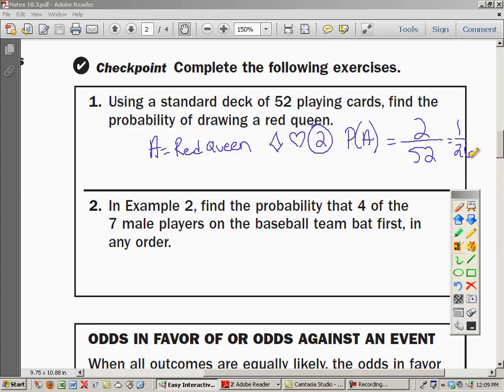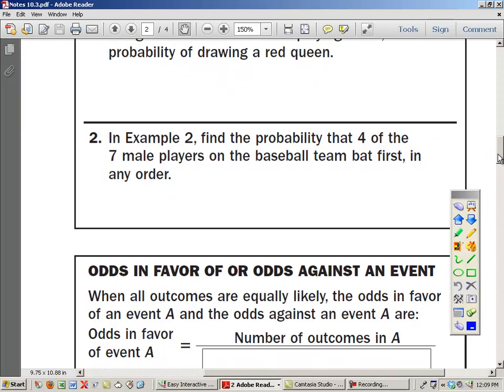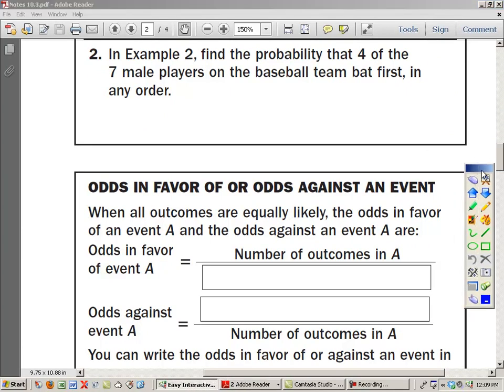You could change that to a decimal. This number is going to be something between 0 and 1, though. All right? So if you wanted to, you could do 1 divided by 26 and give me a decimal for that probability. But 1 over 26 is perfectly acceptable.